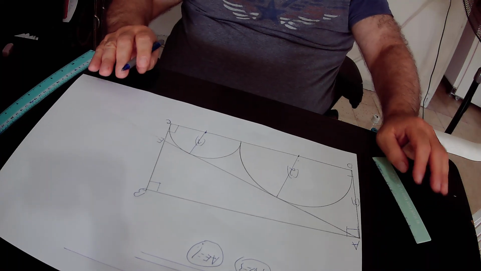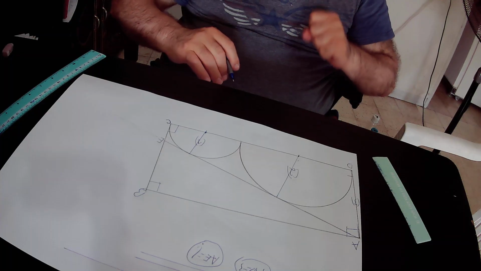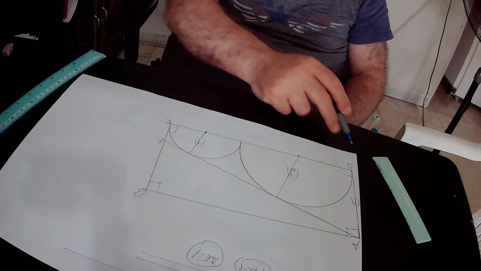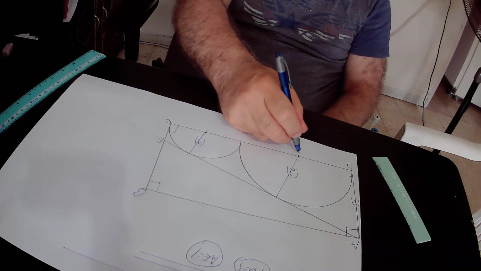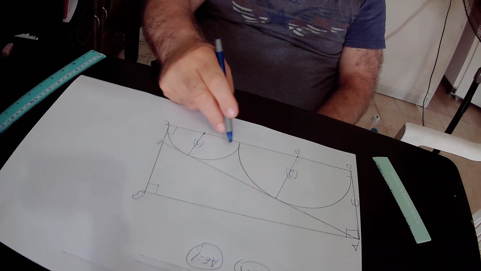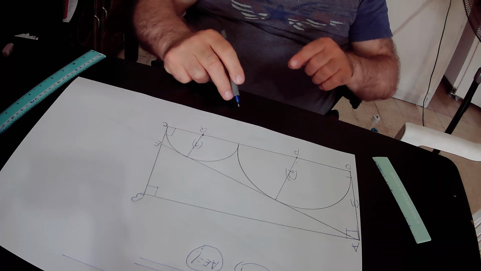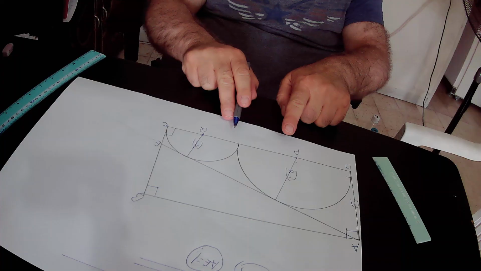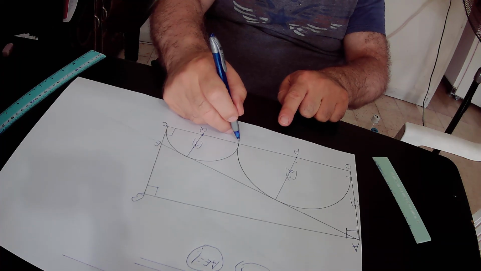In the next step, we will define the relevant points to this question with letters. We will define the center of this big semicircle, this point as point P. Likewise, we will define the center of this small semicircle, this point as point Q. We will define the touching point of those two semicircles, this point as point S.